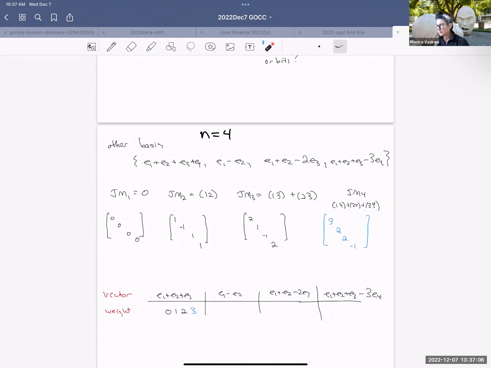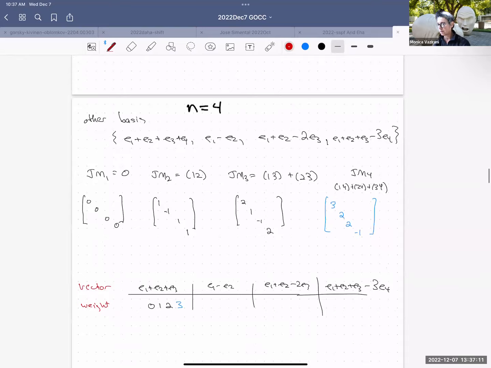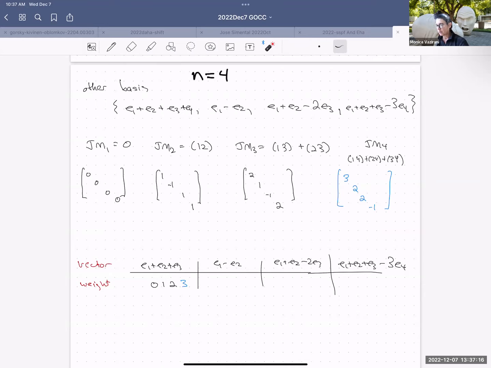So let's read off the weights from here. To read off the weights, meaning how JM1, JM2, JM3, and JM4 act, eigenvalue, eigenvalue, eigenvalue, eigenvalue, you just have to read off the 1-1 entry in all of them. So here we'll have 0, minus 1, 1, 2. Let's see, 0, 1, minus 1, 2. And 0, 1, 2, minus 1. And in blue, I put our new guy.